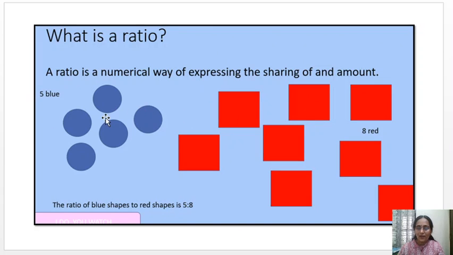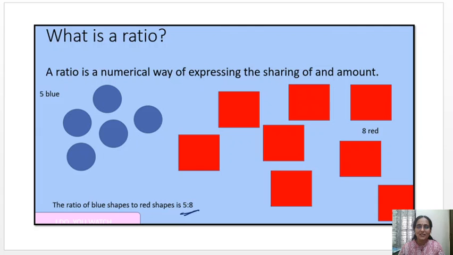There are 5 blue circle shapes here and there are 8 red squares here. How can blue shapes be compared with red squares? 5 blue circles to 8 red squares. 5 to 8. That can be written as 5:8.